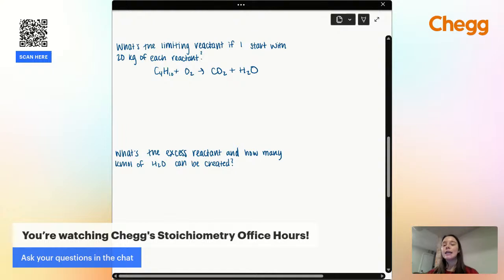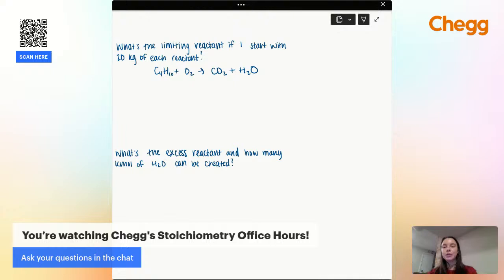Now let's find the limiting reactant if I start with 20 kilograms of each reactant. So we have C4H10, which I believe is benzene, and then we have O2, carbon dioxide, and H2O. We want to find the limiting reactant. Limiting reactant is basically which of these reactants, so benzene and oxygen, which of these causes me to create less product. So what's going to limit me from making more product? It's always one or the other. And so the first step in solving this is to balance the equation.